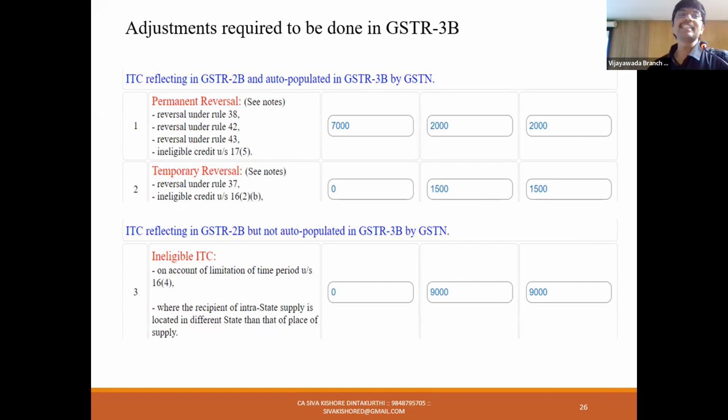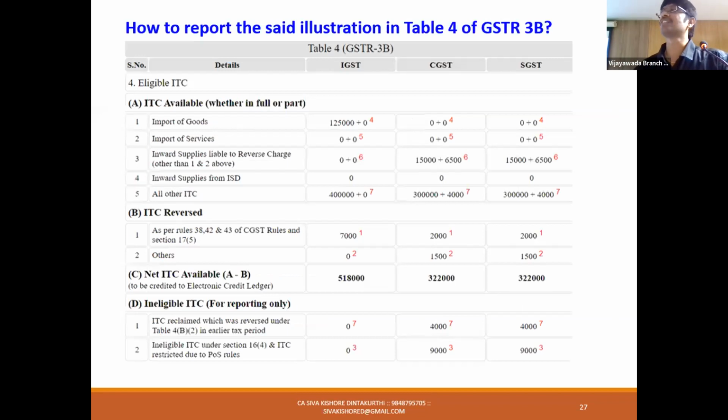Anyways, ITC reflecting in 2B is auto-populated in 3B by GSTR. Permanent reversal: you want to do a permanent reversal. It may be for 38, 42, 43, 17(5): 7,000, 2,000, 2,000. Which column? Temporary reversal: 1,500, 1,500. They want to reverse it because certain goods may not be received. He wants to claim it in the next month. Ineligible ITC, POS problem or 16(4) time barred, already moved to 4D: 42, 42, 9,000, 9,000. Now, how to disclose this?